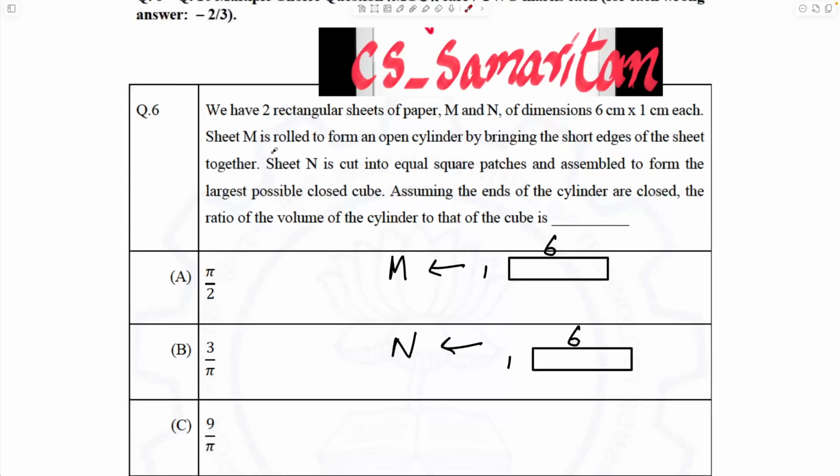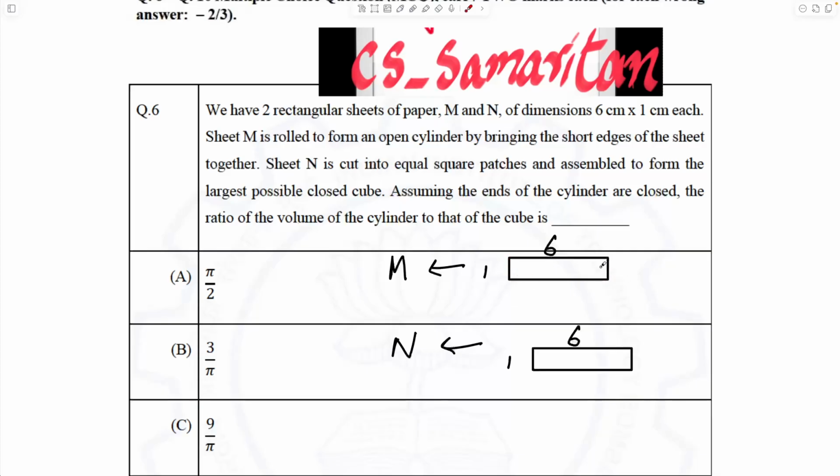They are telling us that sheet M is rolled to form an open cylinder by bringing the shorter edges of the sheet together. So this is the shorter edge, and the rectangular sheet of paper is basically bent to form a cylinder. Okay, that is what we require.